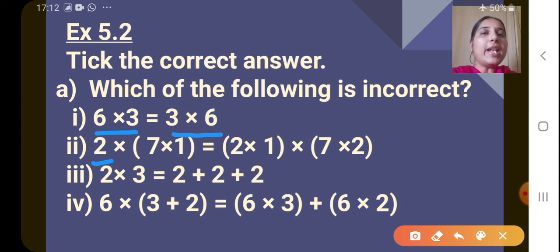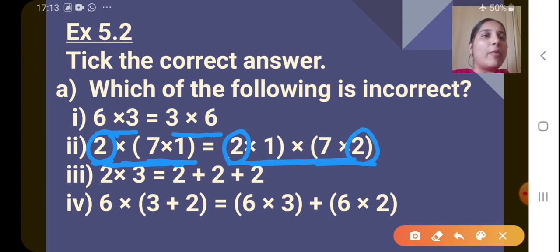Now let's see option number 2. 2 multiplied by 7 multiplied by 1. So there you can see the sign of multiplication throughout. Multiplication sign is only there. So 2 multiplied by 7 multiplied by 1. Now here you can see 2 is multiplied by 1, and then 7 is multiplied by 2. On this side you can see 2 is multiplied only once, whereas on the right hand side 2 is multiplied twice. Only the sign of multiplication is there in between, or you can solve it to get the answer.